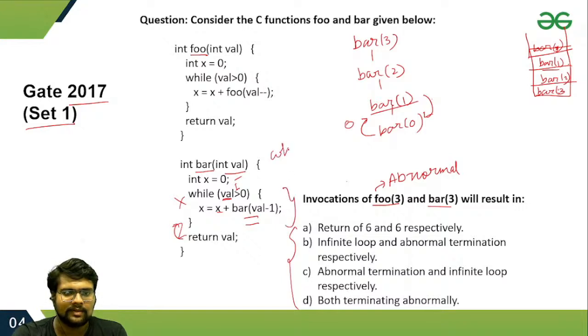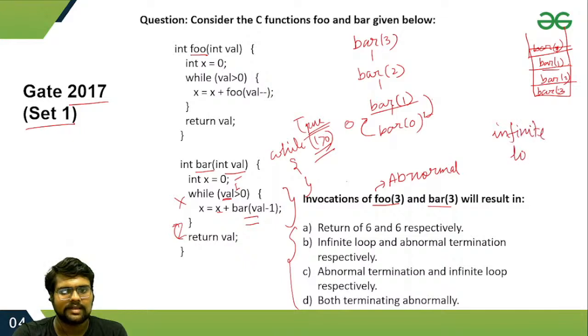It is written something like this: while 1 is greater than 0. So 1 is greater than 0 is a true condition, so this will result in an infinite loop. Here the stack will not get full, because we are pushing bar of 0, then popping bar of 0, pushing bar of 0, popping bar of 0. So here the abnormal termination of the program will not happen, but this will be an infinite loop.